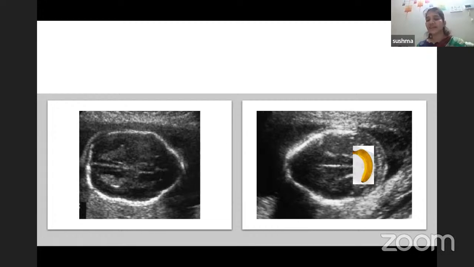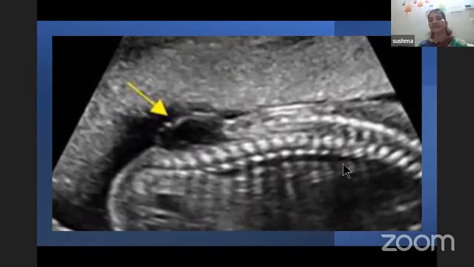So these are indirect signs, as mentioned by Dr. Alka. These are indirect signs because the direct sign is demonstration of spina bifida, directly seeing the lesion. These are indirect signs that give us a clue. So why do we have to rely on the indirect signs and not a direct sign like this?